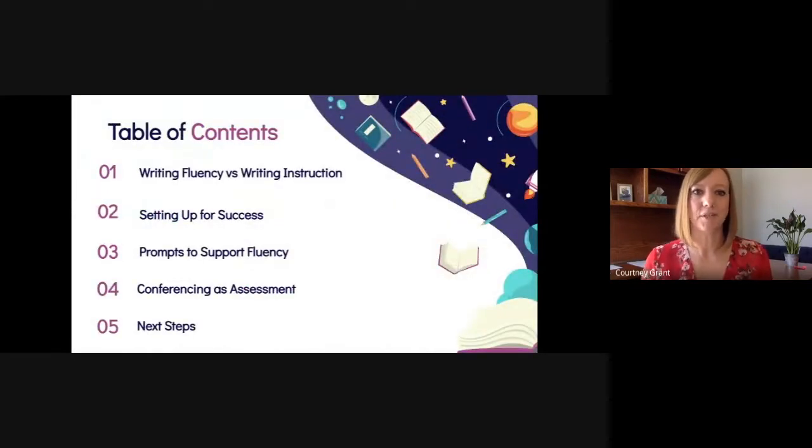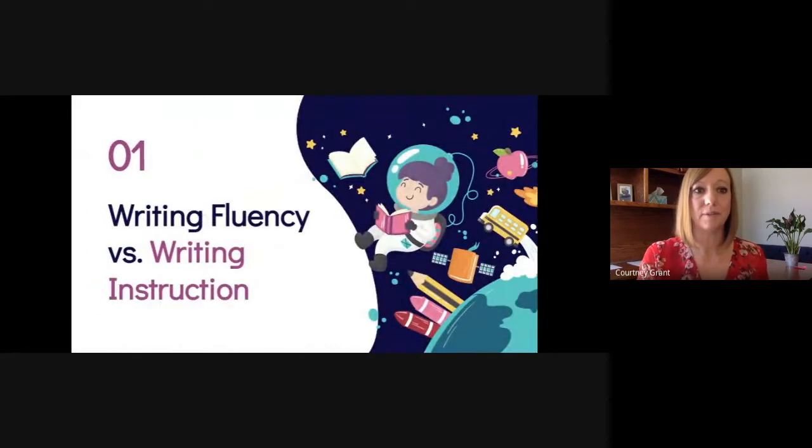In this session, we're going to be talking about writing fluency versus writing instruction, setting up for success with writing fluency, prompts to support writing fluency, and also conferring as assessment. So Abby's going to go ahead and get us started with writing fluency versus writing instruction.